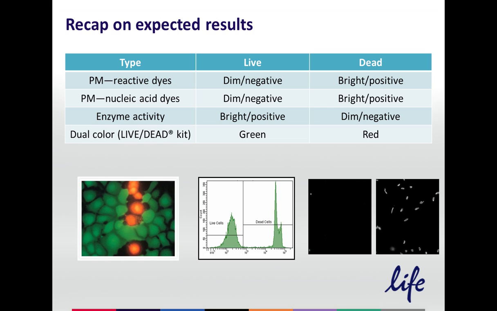If you're looking at enzyme activity, then of course the flip is true. Your live cells will be bright and give you a positive signal, whereas your dead cells will be dim and give you a negative signal. If you're using some of our dual color live/dead kits, then the live cells are green and the dead cells are red.